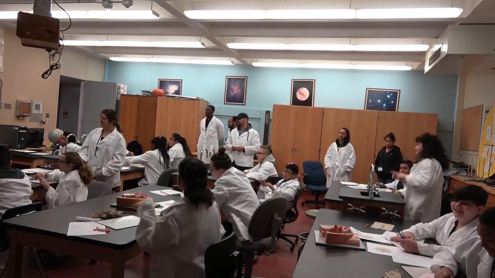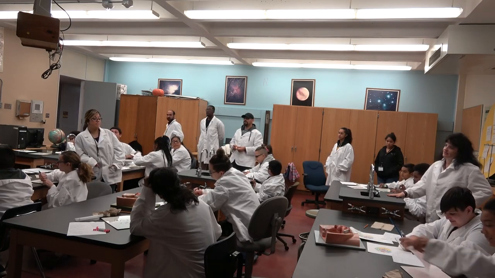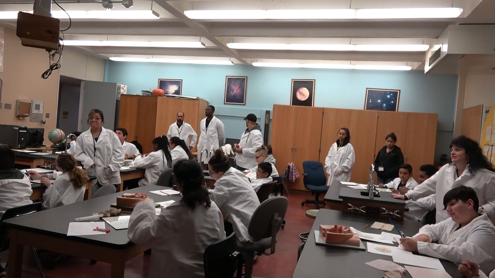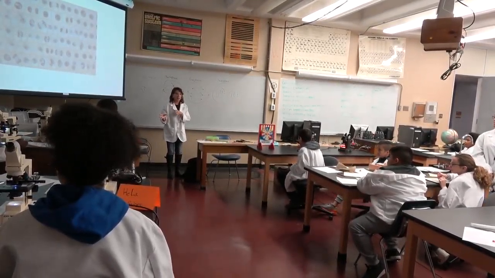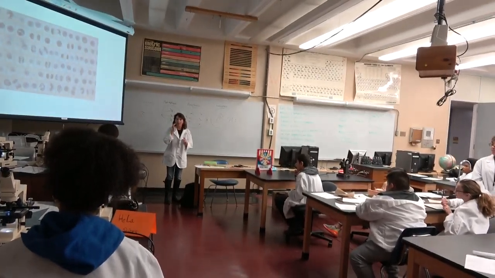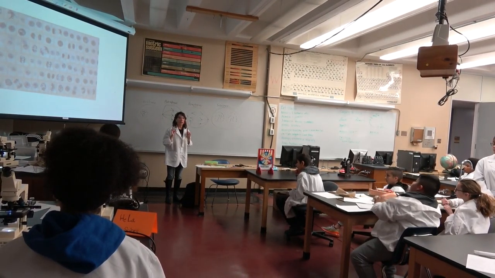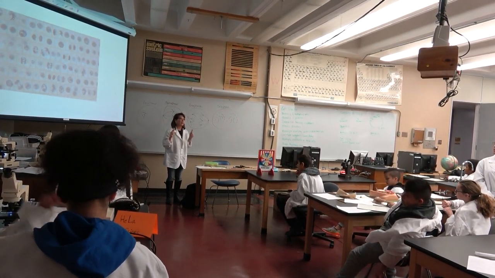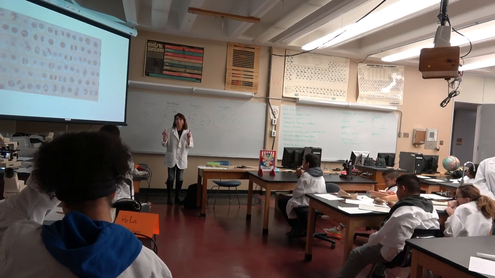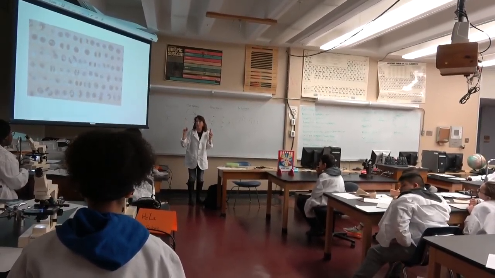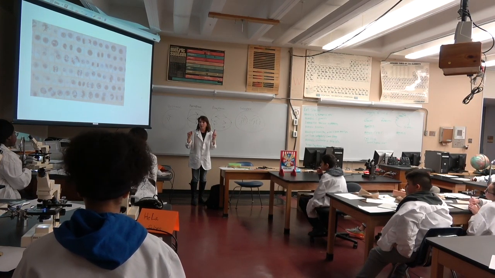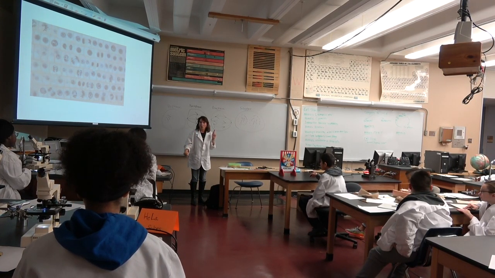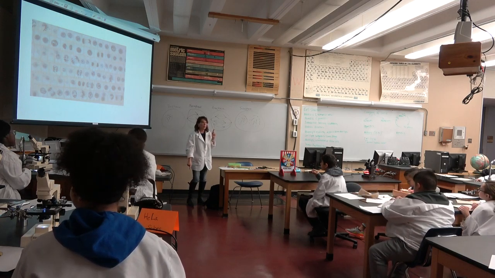Now what we're going to do is listen up, guys. Focus on Dr. Mary. We have some onion root tip slides set up over here. You guys can practice while you're waiting in line. But why do we want to look at onion root tip slides? What are they doing that's really cool? Why would we look at them for mitosis? Where do roots go? Into the soil. So they're growing really rapidly.